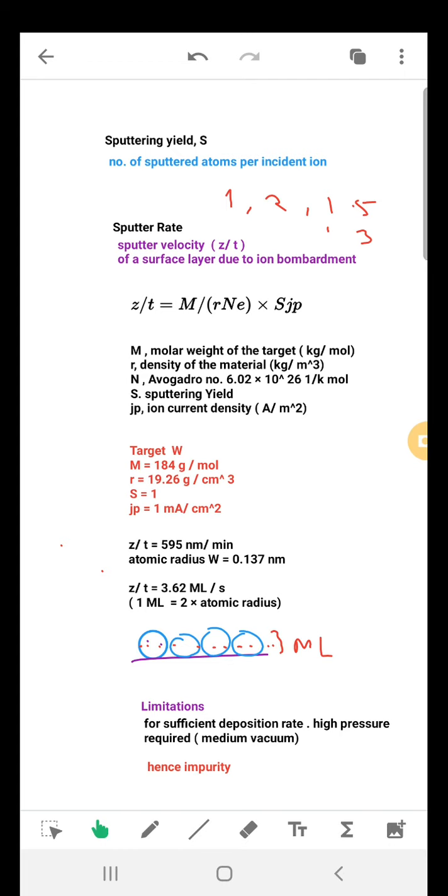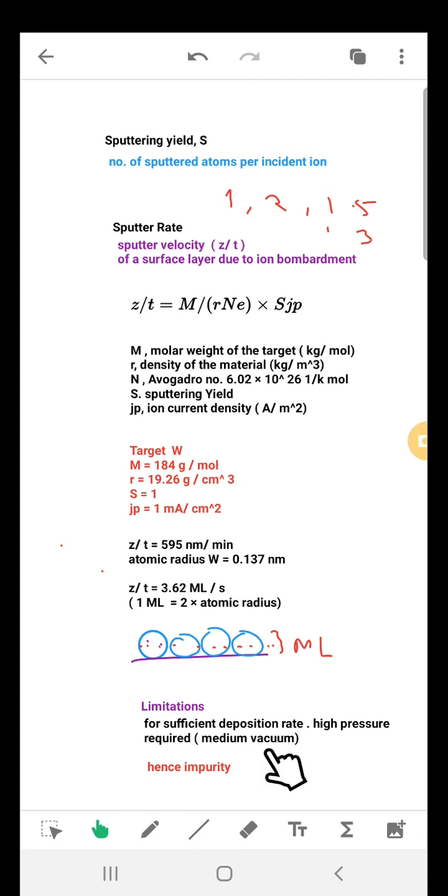So, there are some limitations of sputtering, that means normal sputtering. For a sufficient deposition rate, you require high pressure. By high pressure we mean a medium vacuum, which is less than the vacuum required for evaporation. So this can cause impurity.